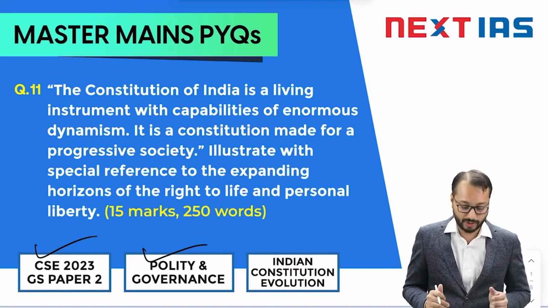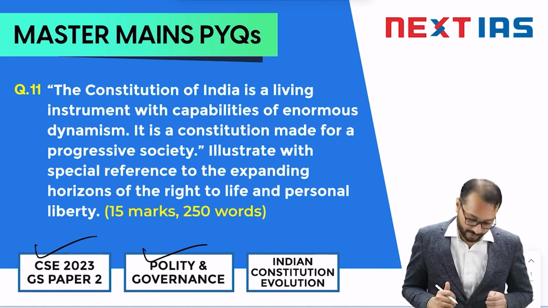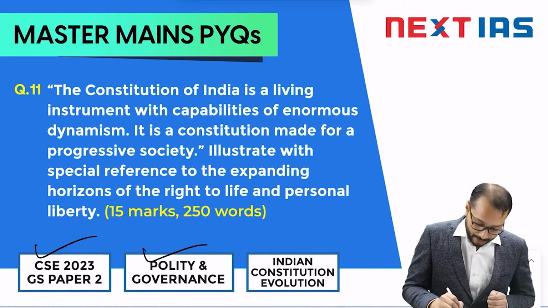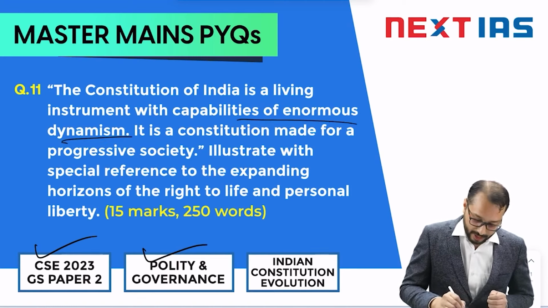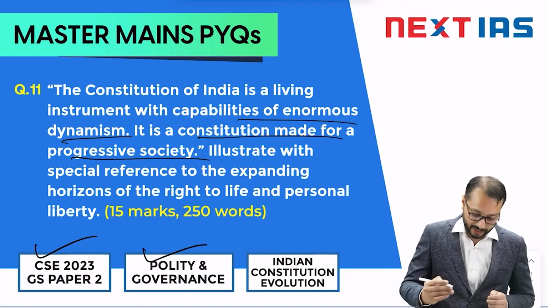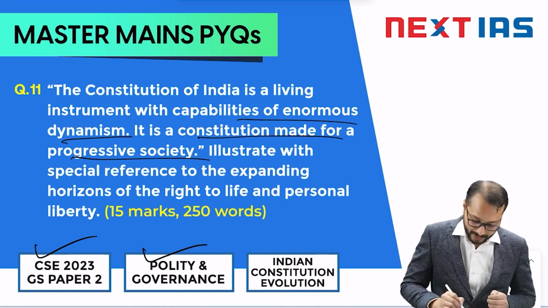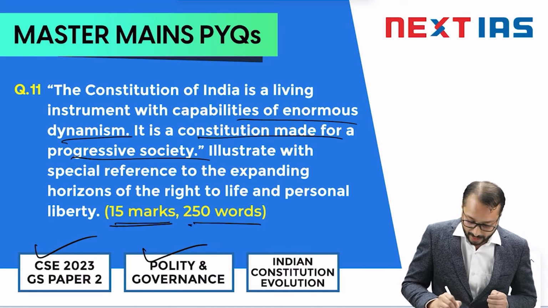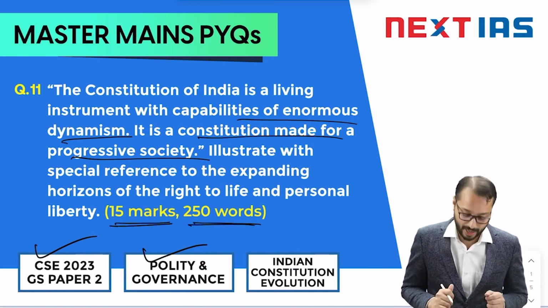So the question was question number 11. The Constitution of India is a living instrument with capabilities of enormous dynamism. It is a constitution made for a progressive society. Illustrate with special reference to the expanding horizons of the right to life and personal liberty. It was a 15 marker, and you have to write this in 250 words, right?